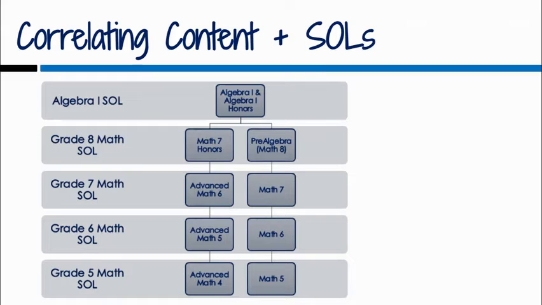Once again, we'll take a look at Advanced Math 6. If the student is taking that class, at the end of the year, they will actually sit for the Math 7 SOL. Similarly, if a student is currently in Advanced Math 5, they would take the Math 6 SOL.